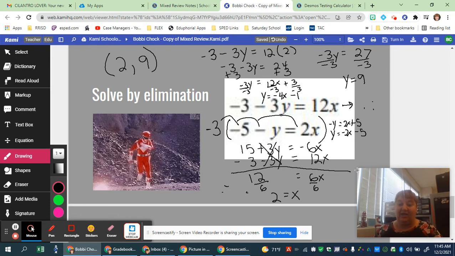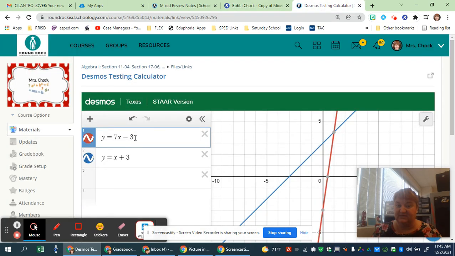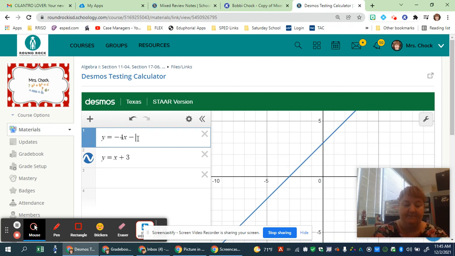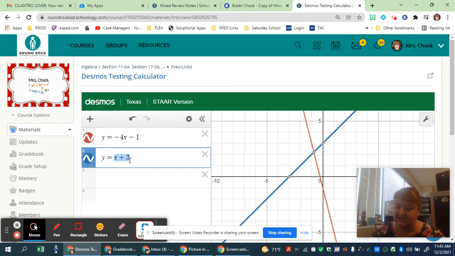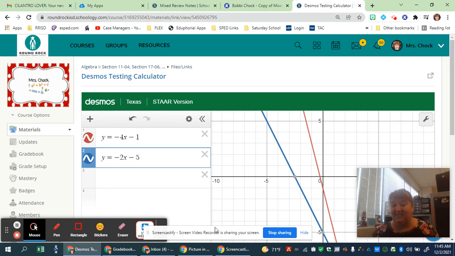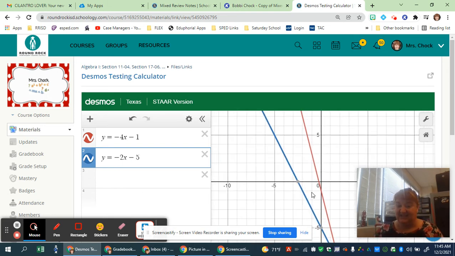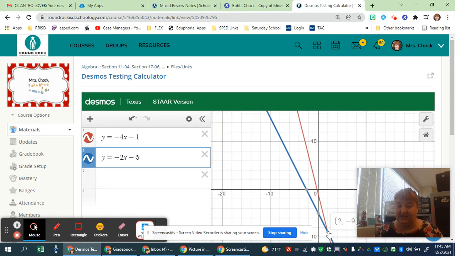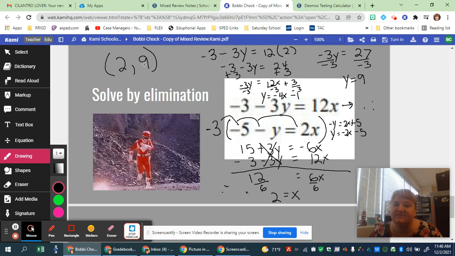So I like to solve for y. Then I can go to my Desmos, put y equals negative 4x minus 1, and y equals negative 2x minus 5. It's just a way that I can check it, you guys. So let me go down here and I get 2 and negative 9. Was that my answer? Oh, it was negative 9.